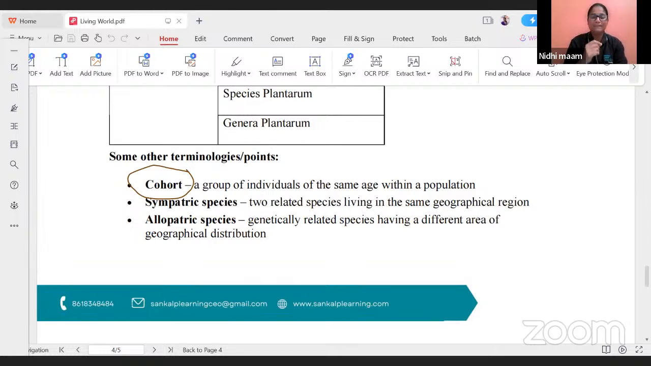Then sympatric species. What do you mean by sympatric species? Sympatric, two related species. So let us consider an area.